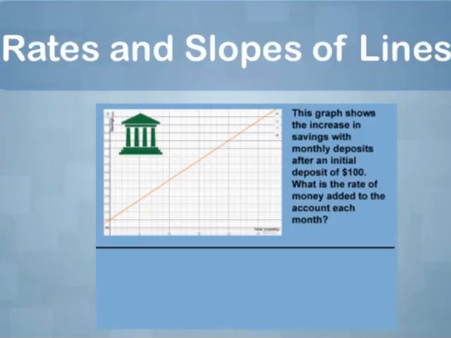Let's look at another example. This graph shows the increase in savings with monthly deposits after an initial deposit of $100. What is the rate of money added to the account each month? In this situation, we start with an initial value of $100, and then some unknown amount of money is added consistently each month. But the rate at which it's added is linear, as shown by the graph. To find the rate at which money is being added, find the slope of this line.